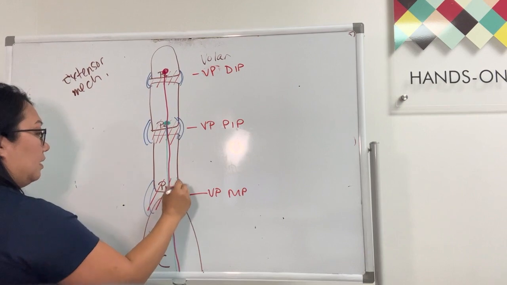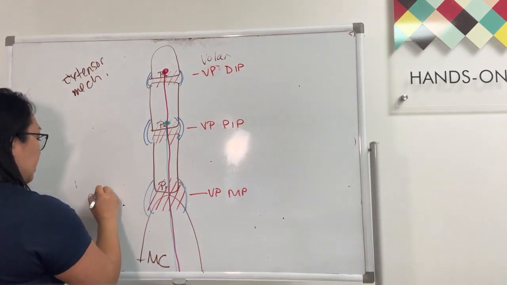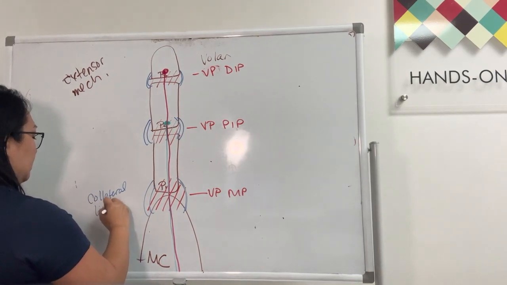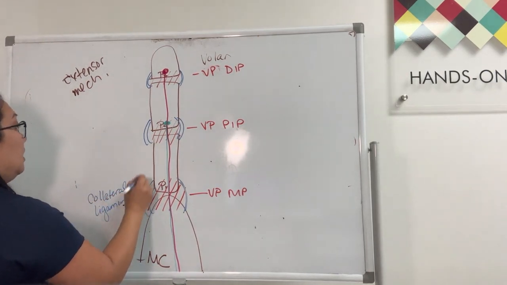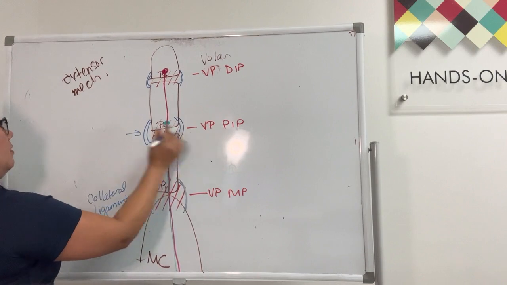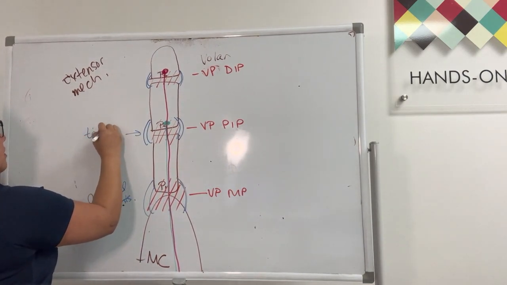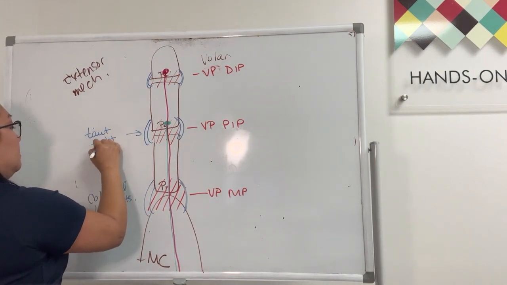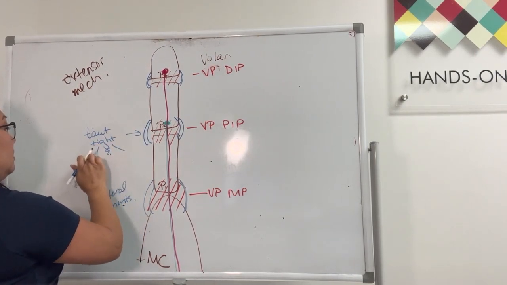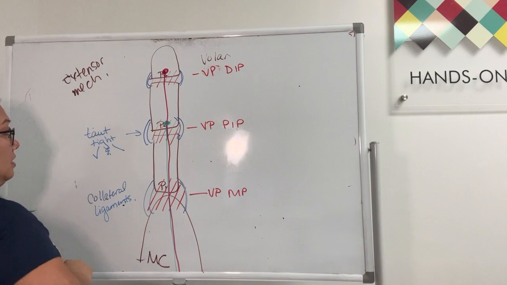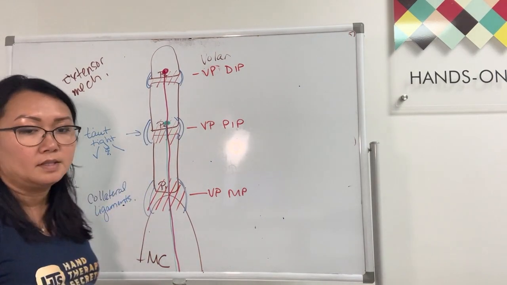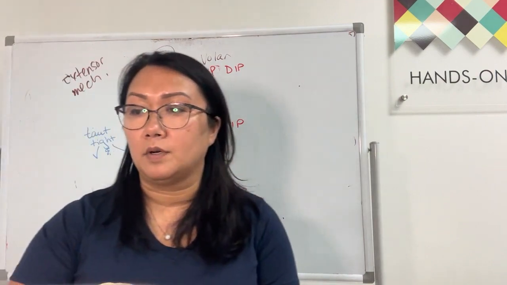Here's the thing with collateral ligaments. So in the PIP, they're always taut. They're always tight, both in flexion and extension. That's how I draw flexion and extension. PIP, they're always tight, right? You know, collateral ligaments in the MP are a little bit different.